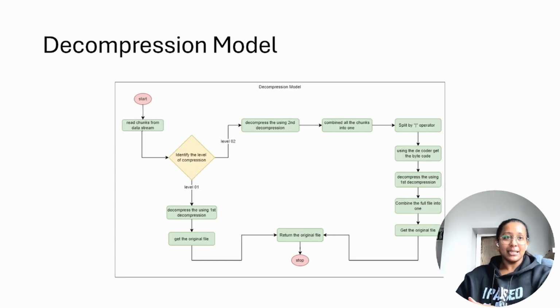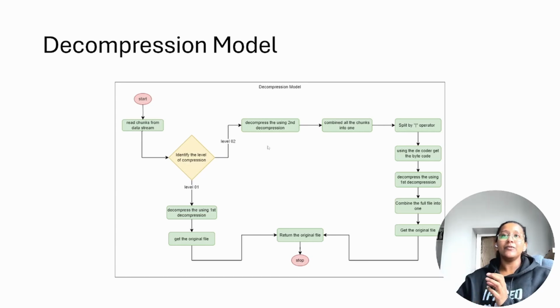Then the next task is to build the decompression model. There are two levels in this decompression process. The first one is if the compressed chunk is compressed only with the first algorithm, the BC2 algorithm, it is decompressed only with the BC2 algorithm. Otherwise, if the compressed chunk is compressed with the two algorithms and the encoding as well, we have to do this decompression process as the reverse of the compression process.